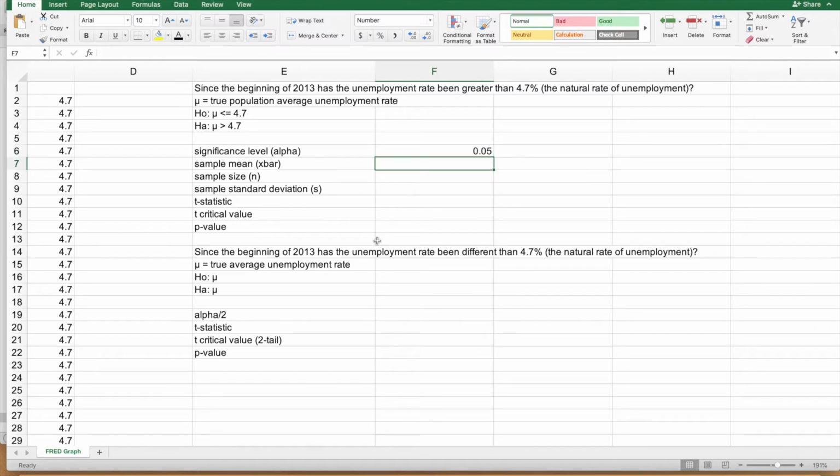Kind of like when we were doing confidence intervals. This is the significance level associated with a 95% confidence interval, by the way. But that's kind of thinking about two-tailed world down here, which we can discuss more in a second. So sample mean, we'll use the average function in Excel. So equals average, open parentheses.